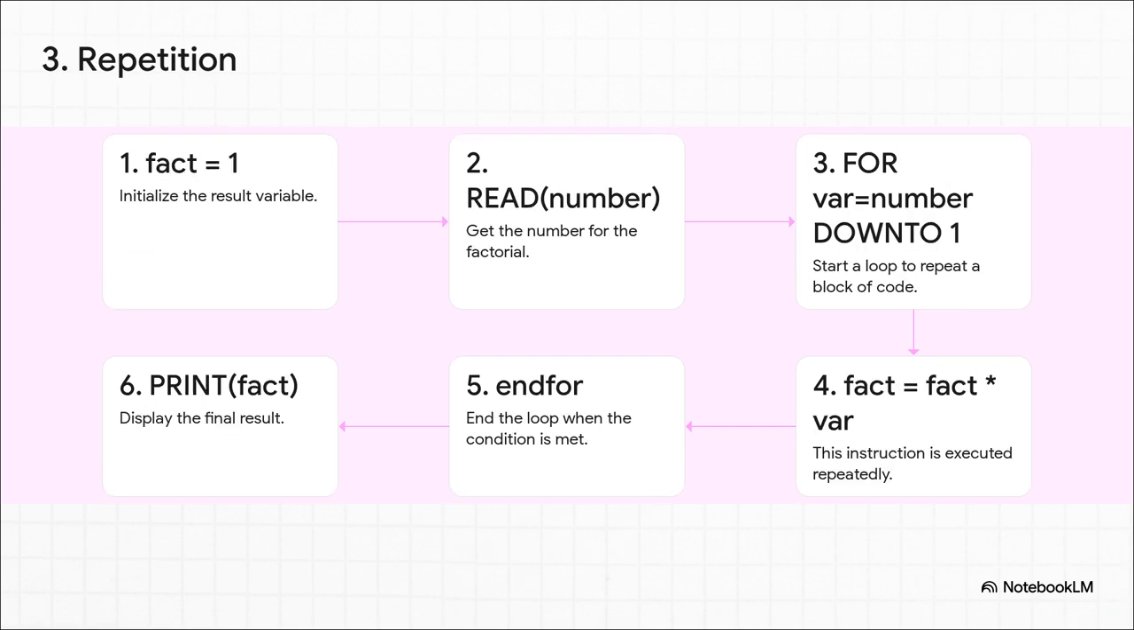And our third and final building block is repetition, or what programmers usually just call a loop. This is what you use when you need to do the same thing over and over and over again. Like here, where we're calculating a factorial. That for loop tells the program to repeat that multiplication step again and again until it's done. It's incredibly powerful and keeps our blueprint clean and efficient.